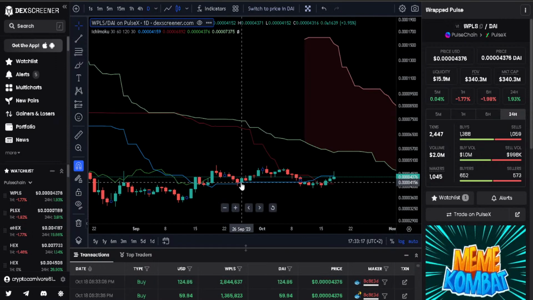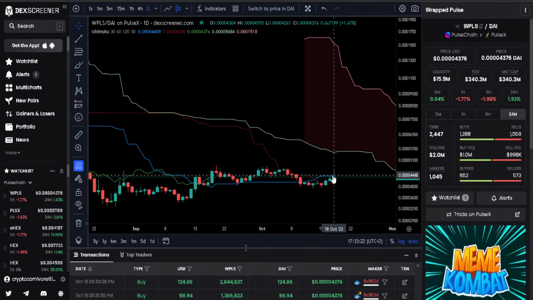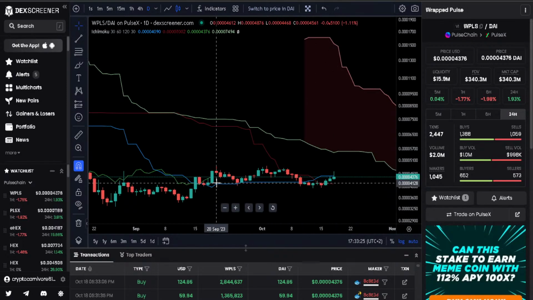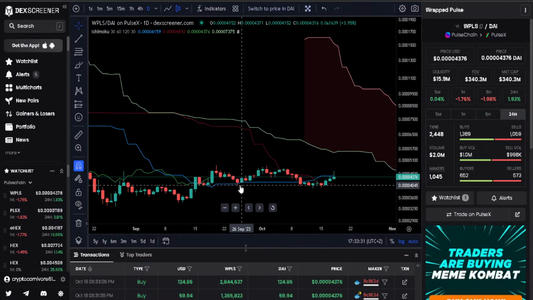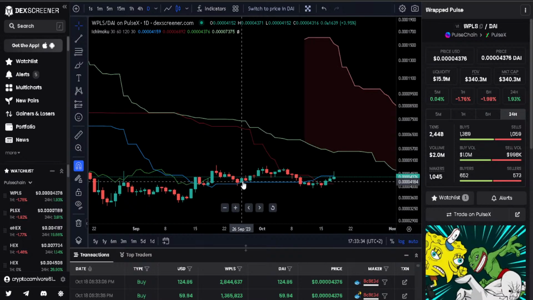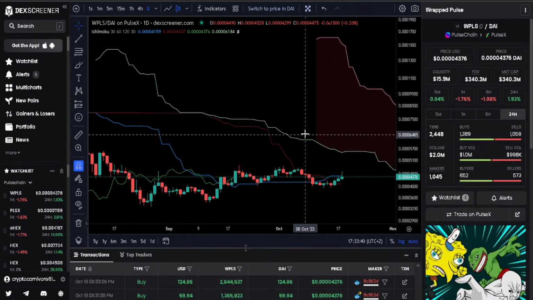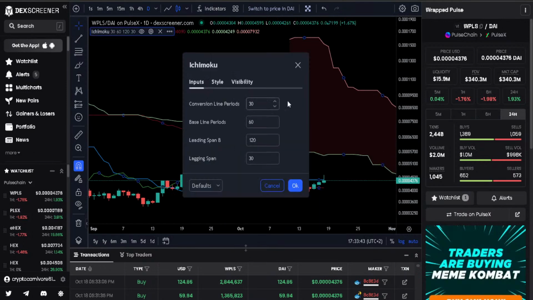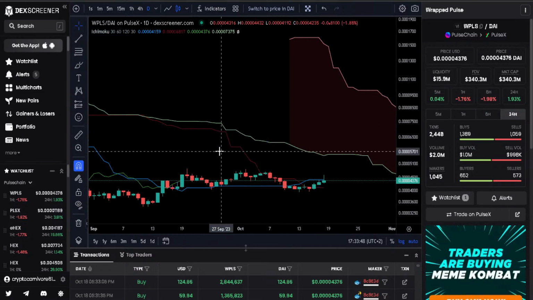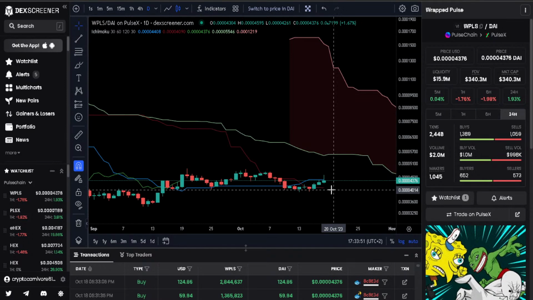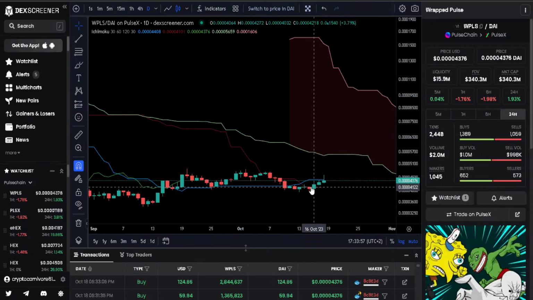The blue line, which is the conversion line, is the average of the highest high and the lowest low in the last 30 periods. So the last 30 candles, the average of the highest high and the lowest low. It's not a moving average, it's not that smooth. The red line, which is the baseline, is the same calculation over 60 periods, so it moves a little bit slower.